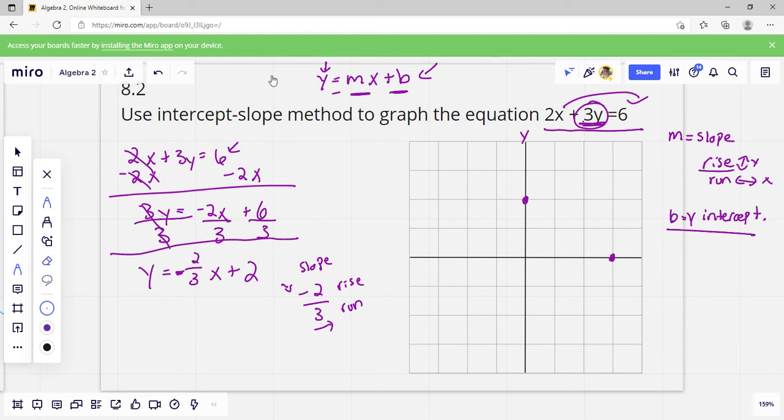Or we could move that minus sign to the bottom. It doesn't matter if it's on the bottom or the top. Now we go up 2 and backwards 3. Right? We go the other way 3. So we go up 1, 2, and backwards 1, 2, 3. And you see how we're still on the same line. Then we can draw our line.